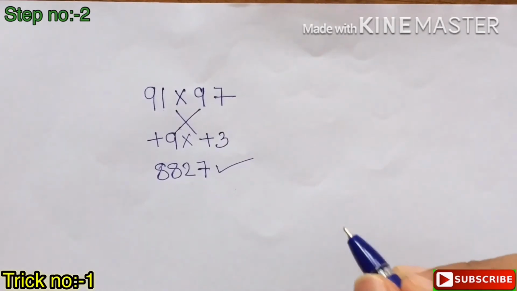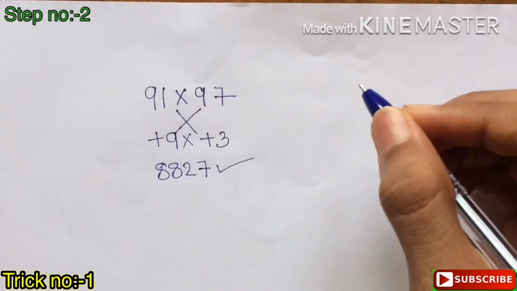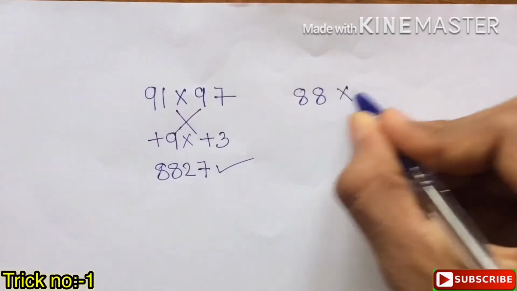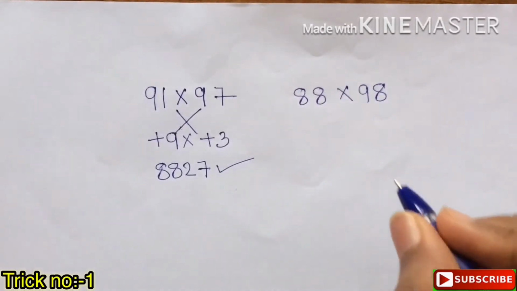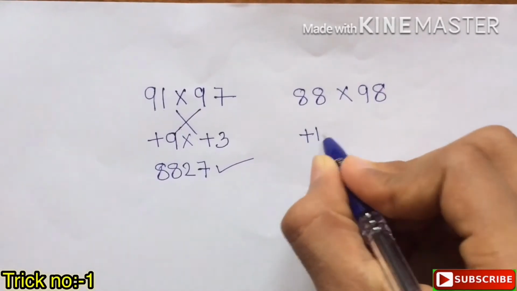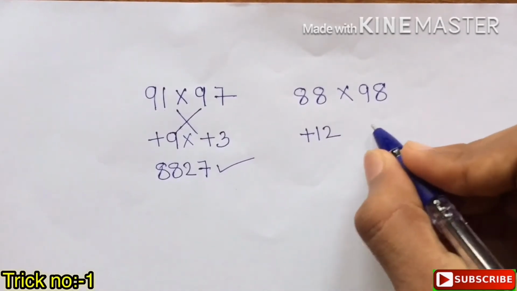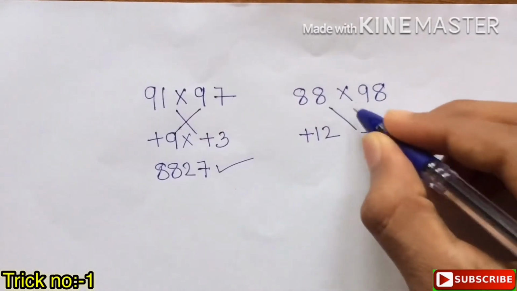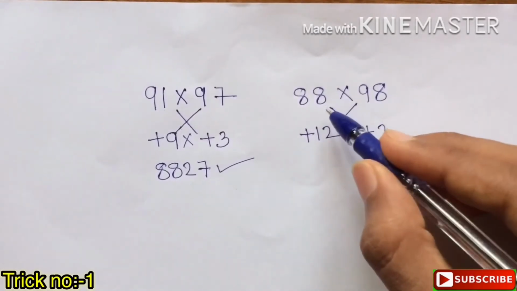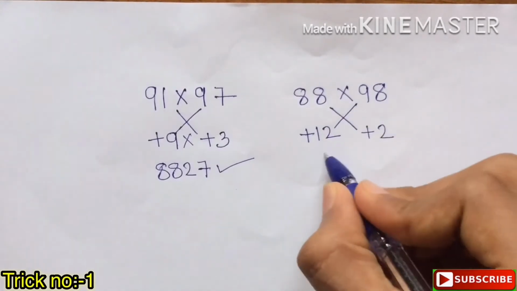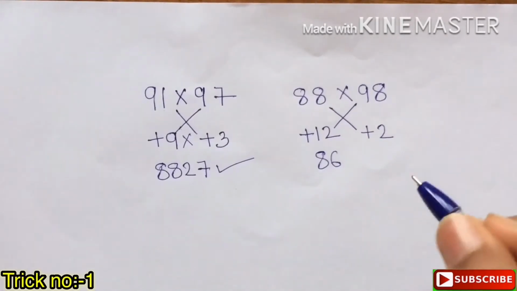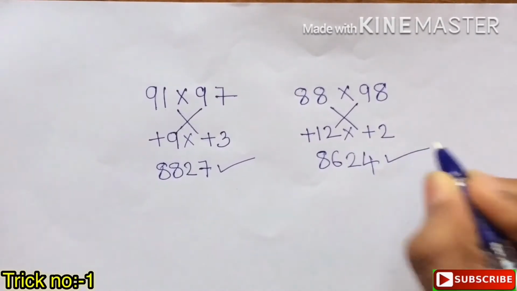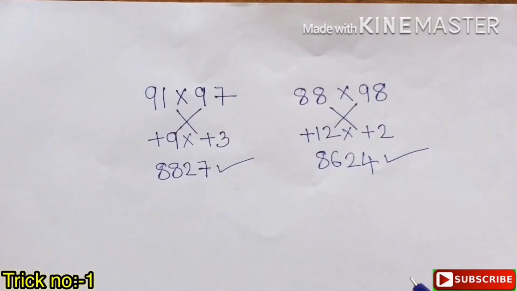And we can take another example such as 88 multiplied by 98. Here if we add plus 12 we get 100 for 88 and plus 2 for 98, then we get 100. Then cross subtraction, any of the numbers we can subtract. 88 minus 2 is 86 and again 98 minus 12 is also 86. Now 12 multiplied by 2 is 24. Yes, it is the answer 8624.